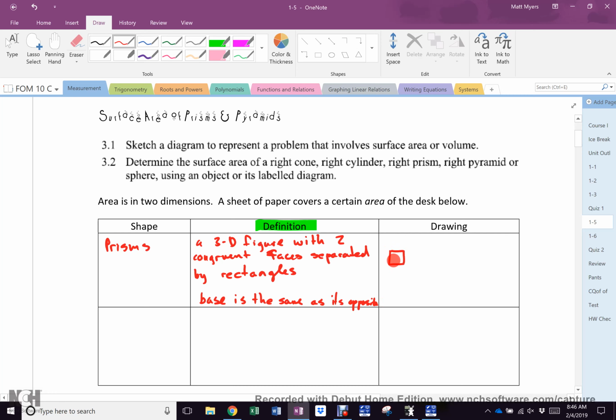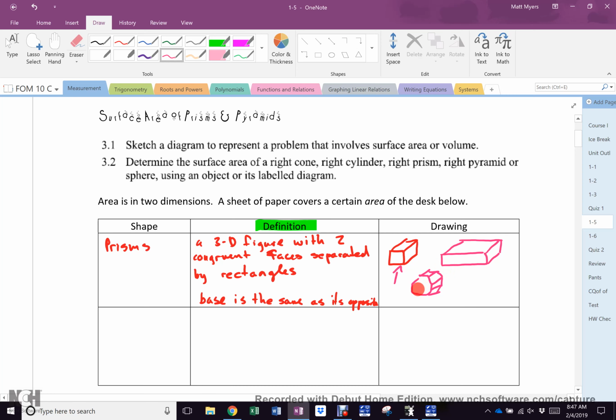Okay? If I made it, and you don't need to draw this, I just want to show you. If I made an octagon, a stop sign, and I repeated it backwards, now I have an octagonal prism because the front is the same as the back. But technically, the base is the octagon because that's the shape I started with. Does everybody understand that? Okay, now we get to the hardest one of all.